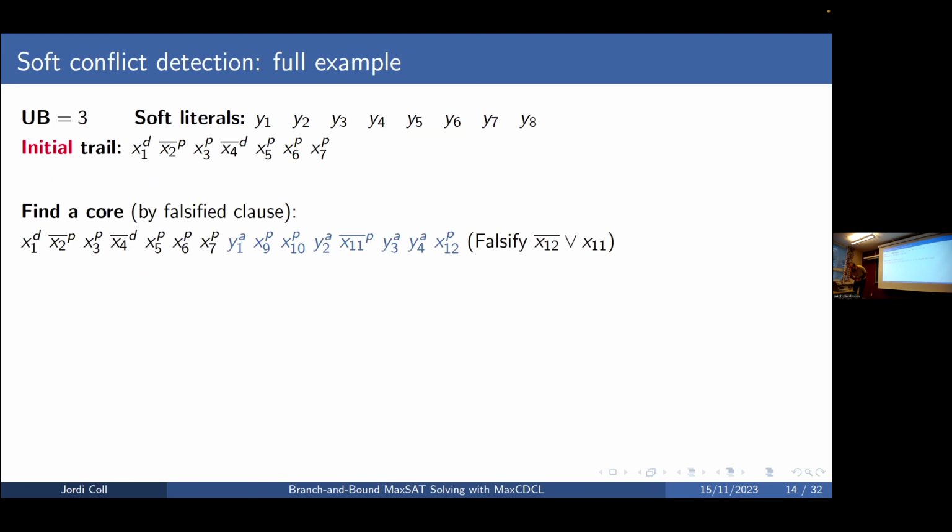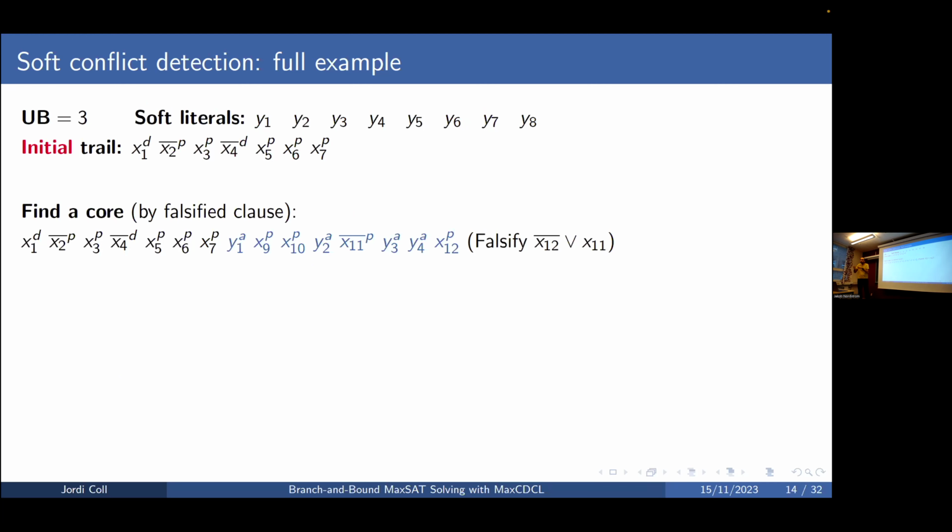So let me show an example of this. In this situation, I have this set of soft literals, so what incurs cost is falsifying them. I have this upper bound, which is the best solution: I have found cost 3, and I want a solution that has cost less than 3. And this is the initial trail. I highlight this because I think it must be clear: whatever happens at the end of the process, I will undo all the work I have done and go back to exactly this trail.